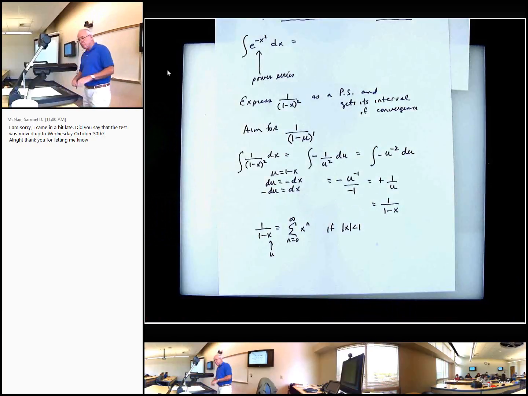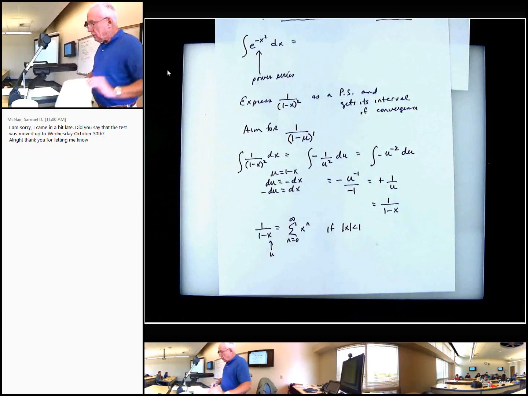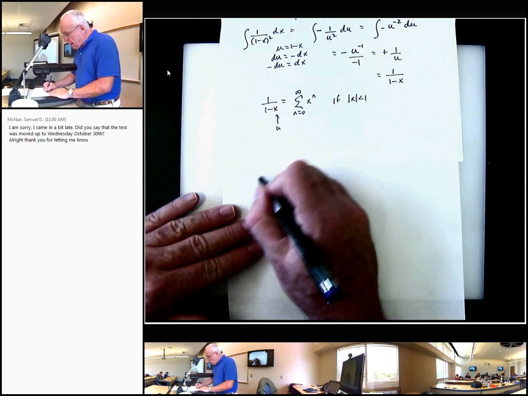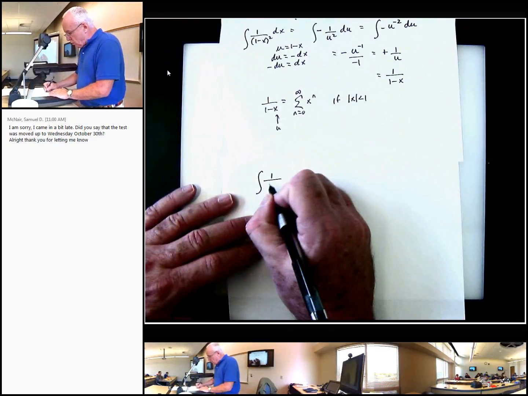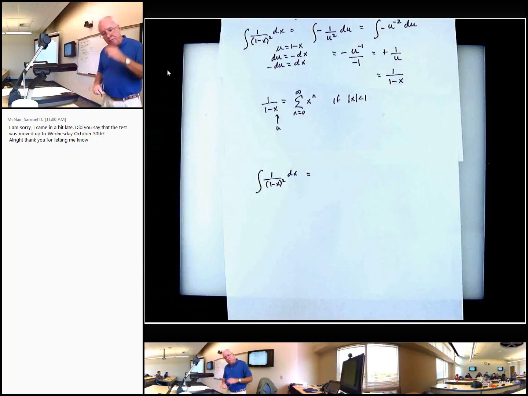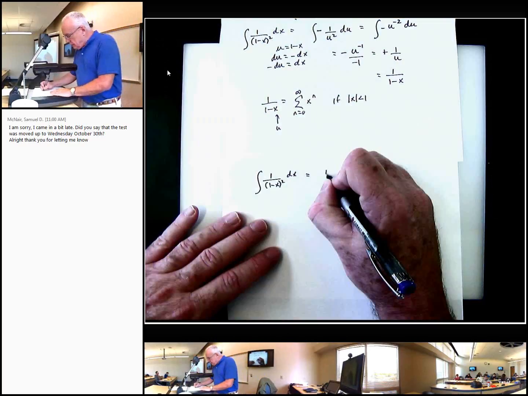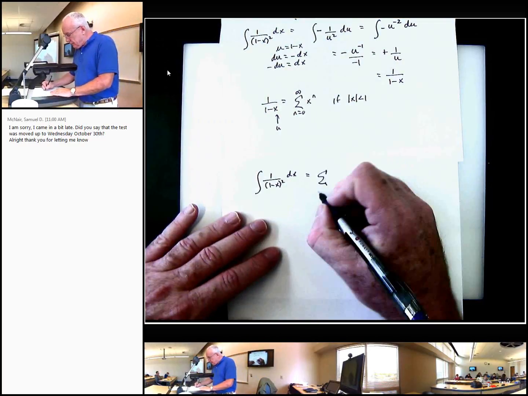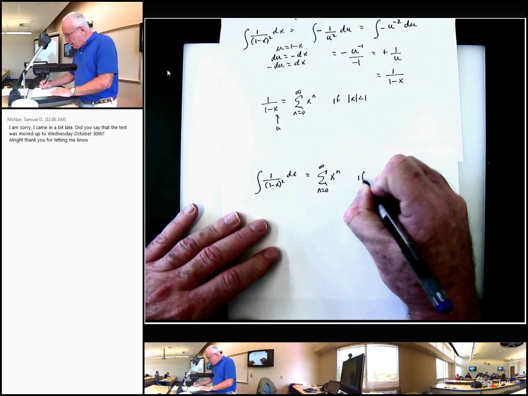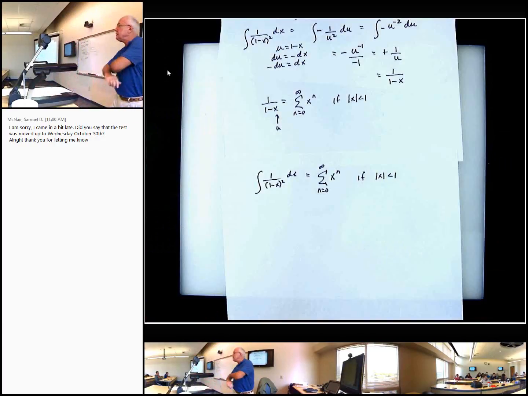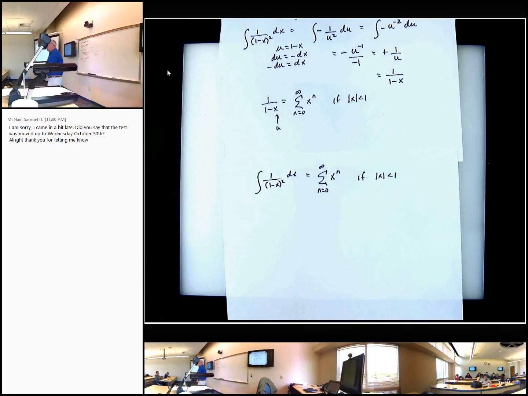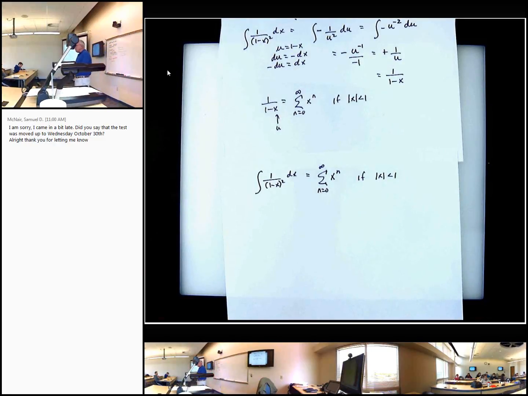All right. So let's see what we've got here then. We now have that the integral of 1 over (1 minus x) squared dx is equal to this infinite series, n equals 0 to infinity of x to the n, as long as the absolute value of x is less than 1. We showed this antiderivative is 1 over 1 minus x, and we can get the infinite series for that.